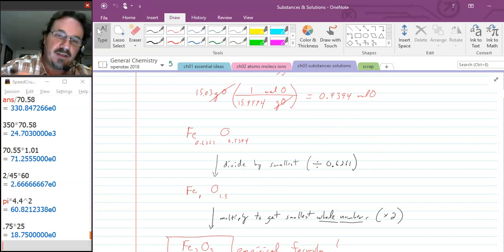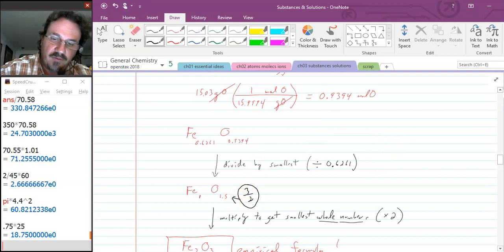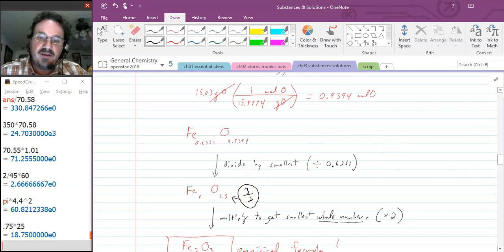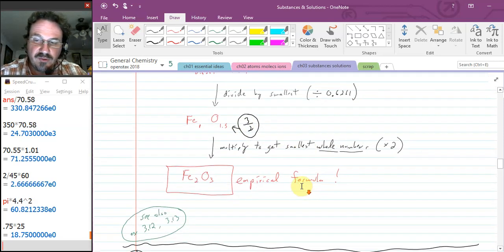Let me actually write that down here. That's 3 halves right there for that 1.5, right? So what do I do next? I need to multiply, because I don't want iron 1, oxygen 3 halves. Nah, I want to multiply to get whole numbers, not fractions. Well, it's pretty easy, I think, to see. I'm going to multiply this by 2. That'll clear away this and give me 3 halves times 2 is just 3. And over here, 1 times 2 is just 2. So I'm multiplying everything through by 2, and that gives me Fe2O3. Now I've got the smallest whole number ratio. There's the empirical formula. Okay.